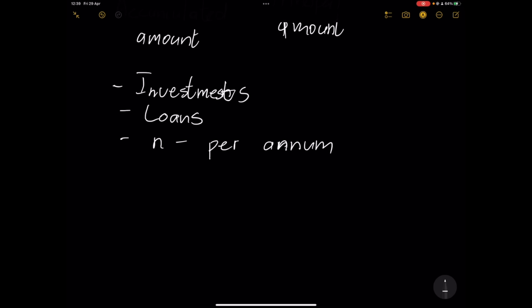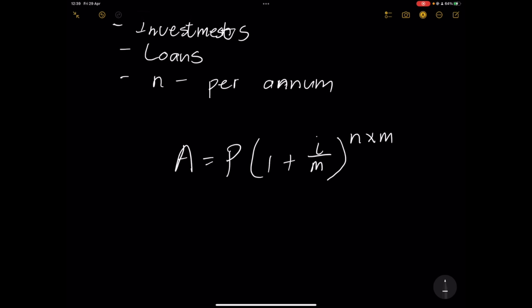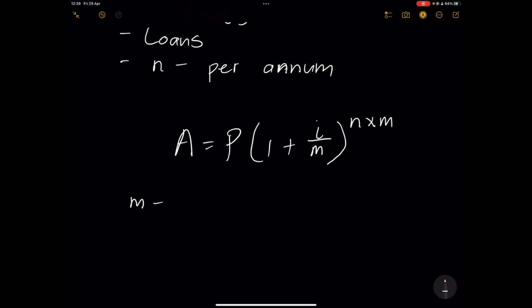So it changes our formula just a little bit. A is equal to P times (1 plus i over m) to the power of N multiplied by m. We'll talk about m just now. All right, now what is m? m would be, in this case, the compounding period.